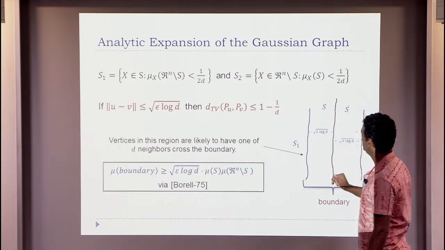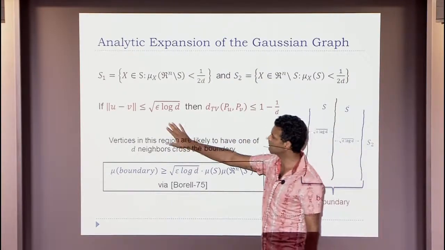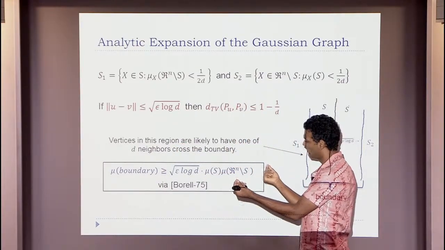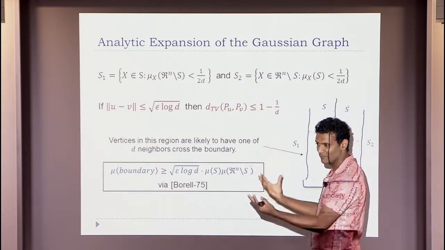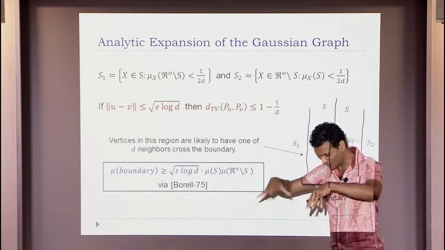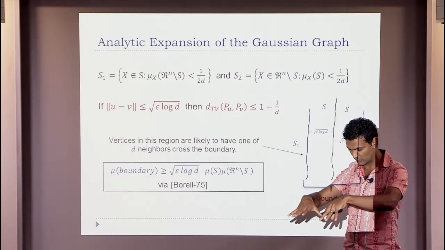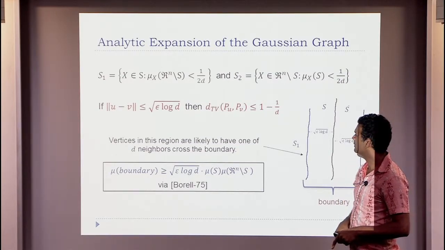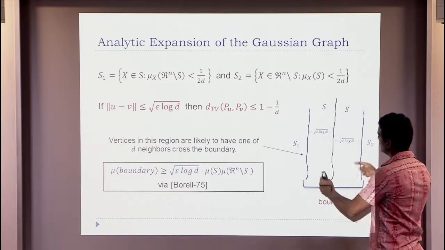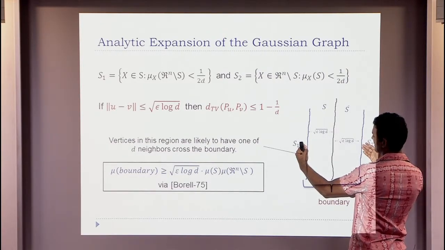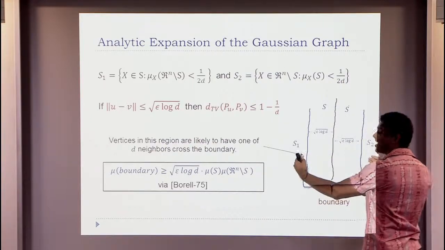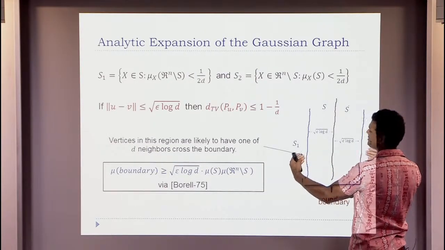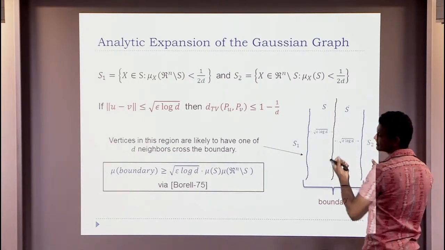Now, by simple Gaussian geometry, if you have two vertices whose distance is small, and you consider Gaussians centered at those points, and they're close enough, the distributions overlap a lot. Therefore, these subsets, since they have very little probability of crossing over, must be far. Because if they were closer, they would have a probability 1 over 2d of crossing over. But I said they have a very small probability, so they must be far. And in fact, the distance is square root epsilon log d.